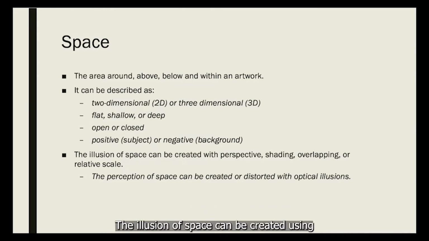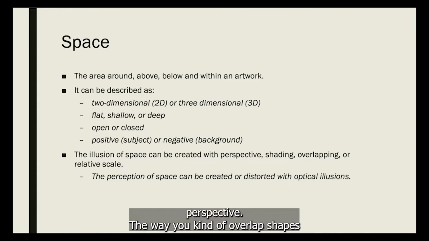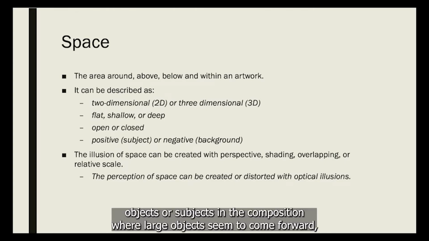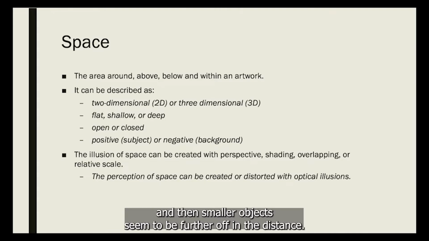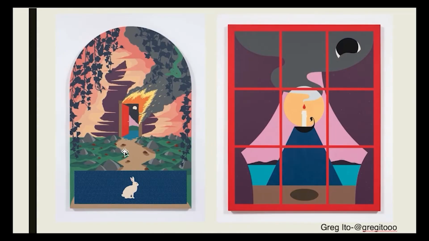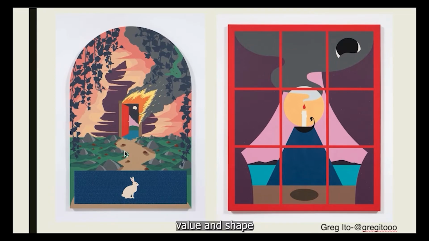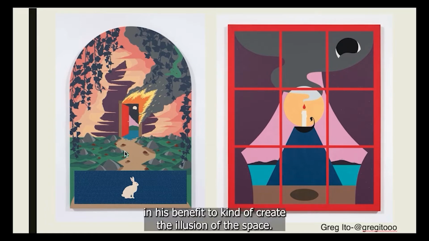The illusion of space can be created using perspective, the way we overlap shapes in the composition, as well as the relative scale that exists within objects or subjects in the composition, where large objects seem to come forward and smaller objects seem to be further off in the distance. Greg Ito is an artist who uses space a lot in his compositions, and he uses value and shape to his benefit to create the illusion of this space.